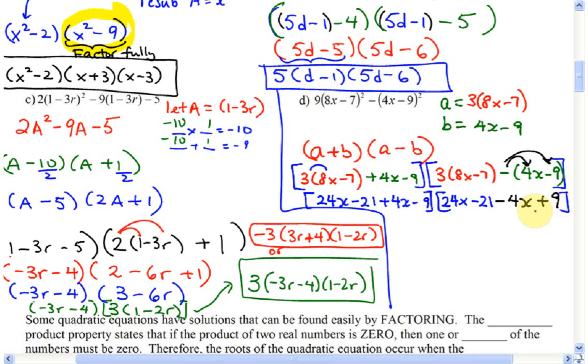Okay. And then continue to simplify. 24x plus 4x is 28x. Negative 21 minus 9 is negative 30. And then 24x minus 4x is 20x. Negative 21 plus 9 is negative 12. And if you think you're done, no, you're never done.